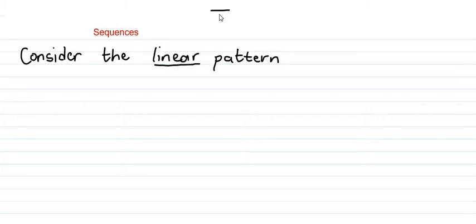So if it's linear, it's defined by the general formula Tn equals a plus d(n minus 1). Right. So we know that a is the first term, d is the constant difference, n is the position, and Tn is the value of the position. Right. So they gave us the following pattern.